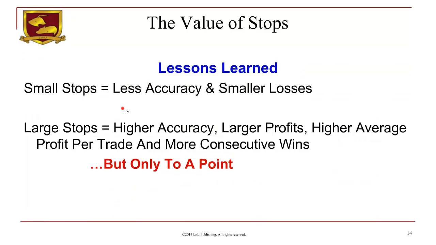So lesson learned: small stops, less accuracy and smaller losses. Larger stops, higher accuracy, larger profits, your bottom line will be higher. Higher average profit per trade and more consecutive wins, but only to a point, as pointed out.